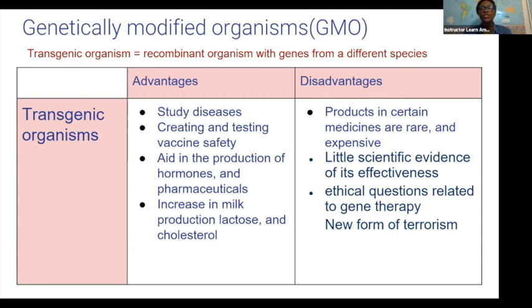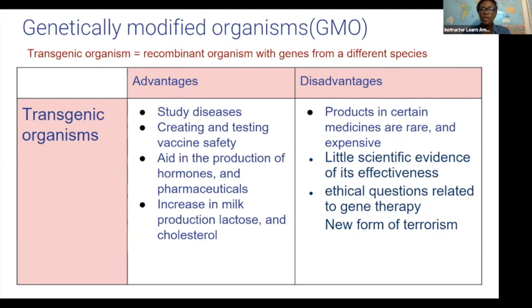And so GMOs, genetically modified organisms. These are living things that have been modified. That means that they have genes in them from a different organism. Advantages in that is that we're able to study certain diseases because of it. We're able to create vaccines in a safer way or test vaccines safely.